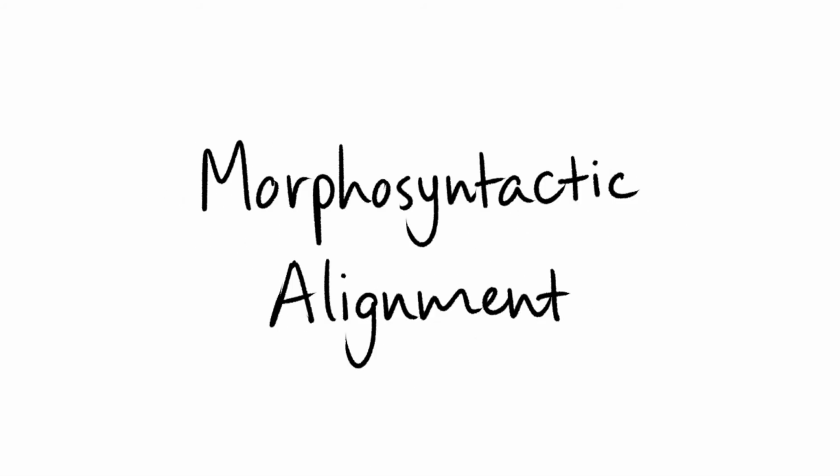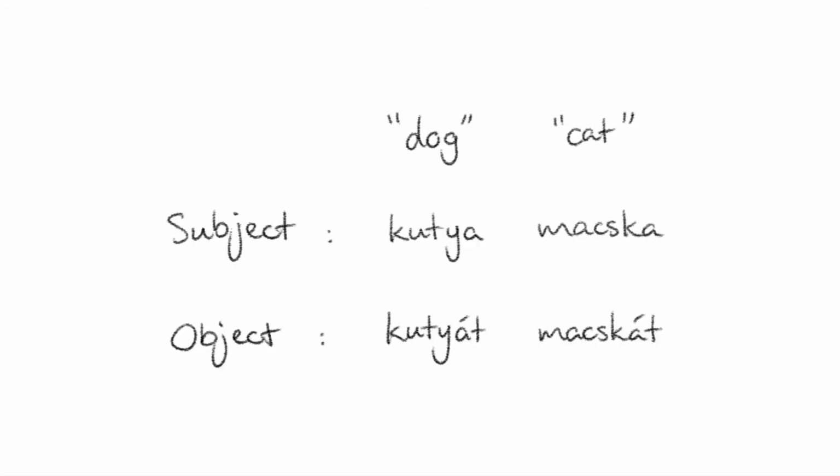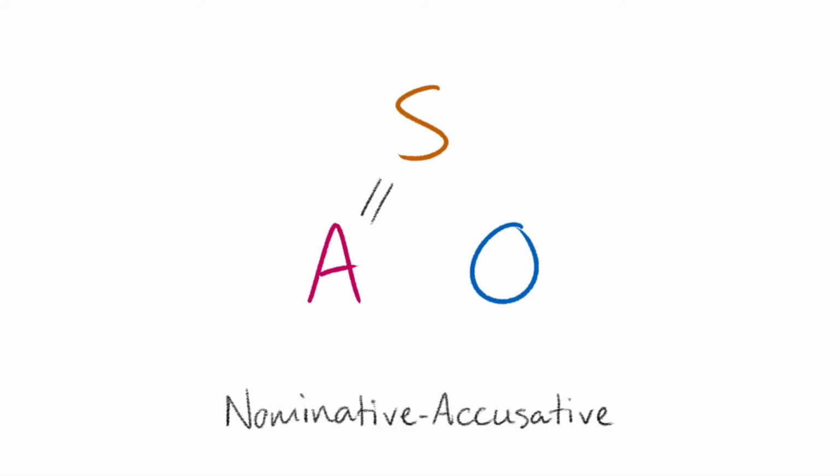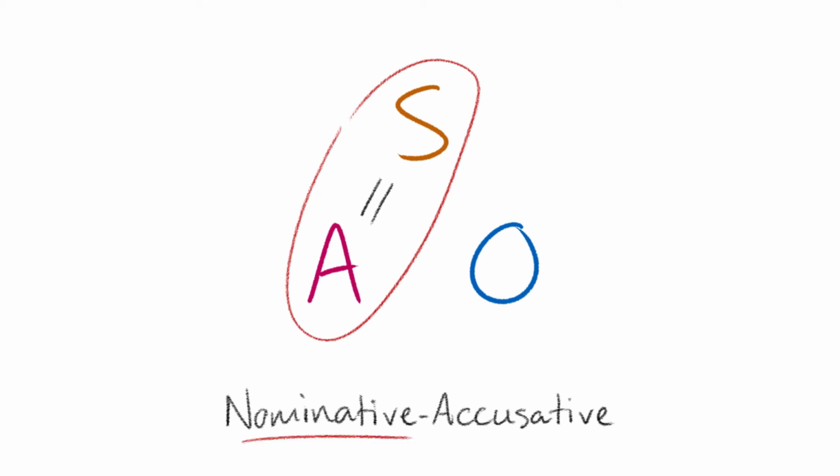So, morphosyntactic alignment is the type of case marking system that a language uses in order to differentiate between the subject, agent, and object. I already explained how the cases in Hungarian are called the nominative and the accusative. This is because Hungarian uses the nominative-accusative alignment, where the subject and the agent use one case, the nominative, while the object uses another case, the accusative.